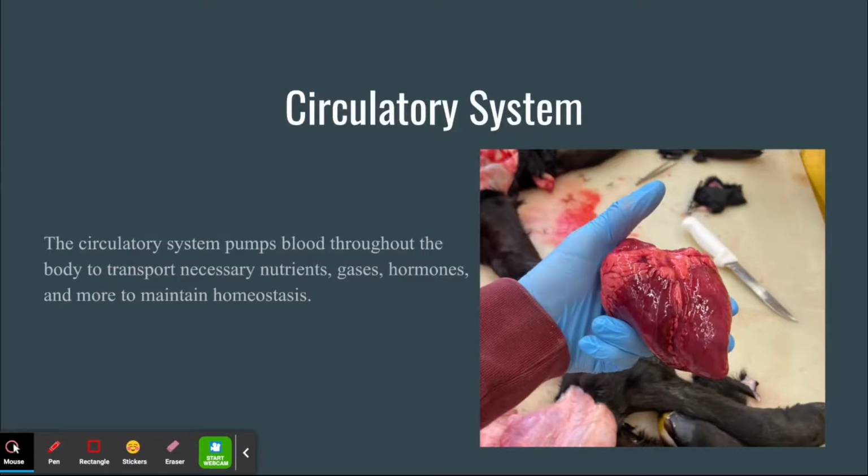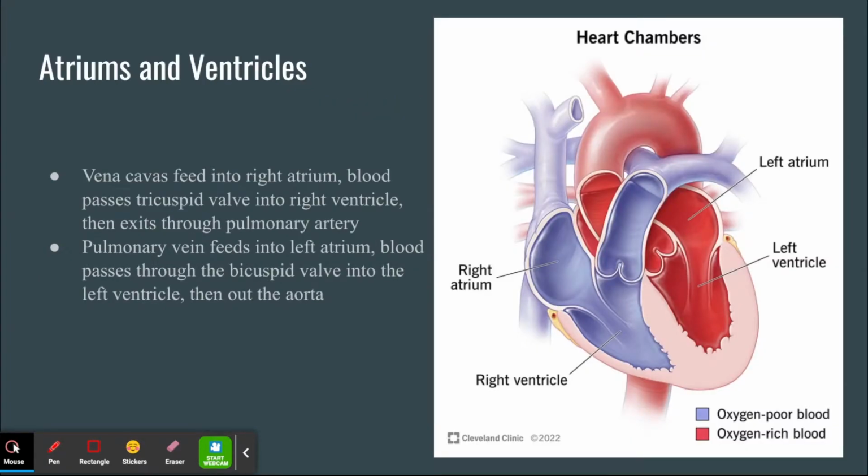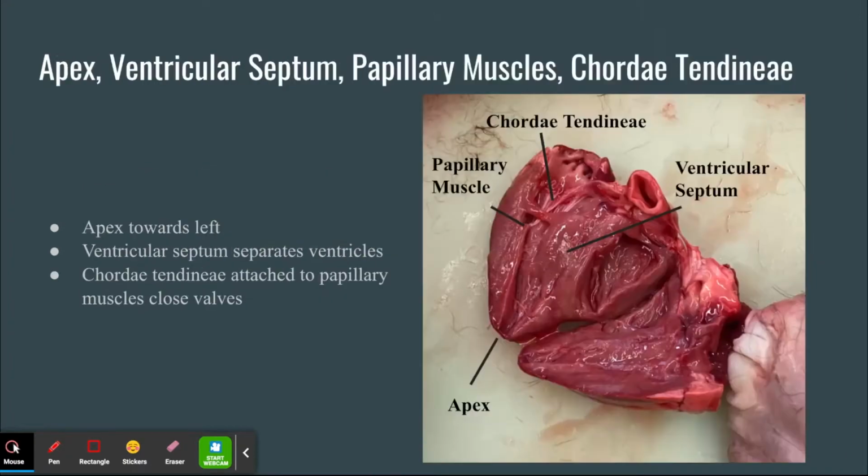The circulatory system pumps blood throughout the body to transport necessary nutrients, gases, hormones, and more to maintain homeostasis. The main organ of the circulatory system is the heart. It has 4 chambers: the right atrium, the right ventricle, the left atrium, and the left ventricle. Other important parts are the apex, which is the bottom left tip, the ventricular septum, which separates the 2 ventricles, and the chordae tendineae, which is attached to the papillary muscles and the valves. It closes the valves.